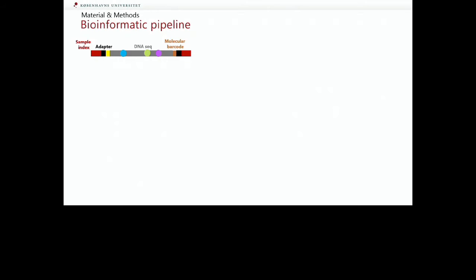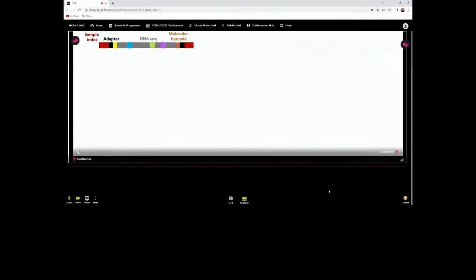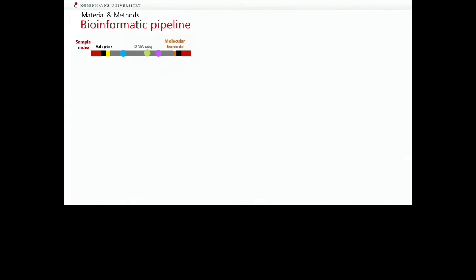So for the bioinformatic pipeline, we start with these DNA sequences that have artificial sequences attached. So we have the sample index, which we know is unique to the sample. We have the adapter and then the molecular barcode. So the molecular barcode is like a unique molecular identifier, which we heard about yesterday. So these are short reads, or short sequences, that are unique to this specific DNA molecule.